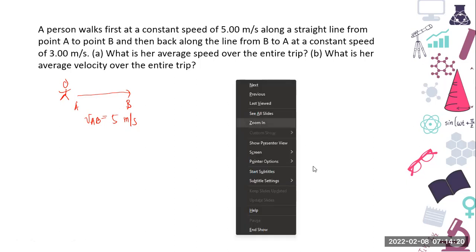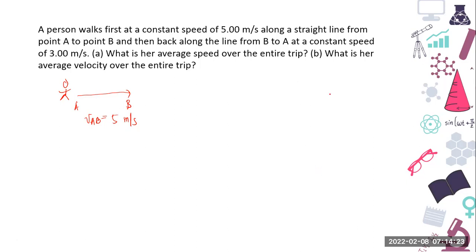And then it says that the person goes back, B to A. So the person, after reaching this point, would go back. And that is VBA, 3 meters per second. That's just the given in the problem. It just says that the person walks along a straight line. Initially, let's assume that's point A to B at 5 meters per second and goes back, but at a slower pace, which is just 3 meters per second.